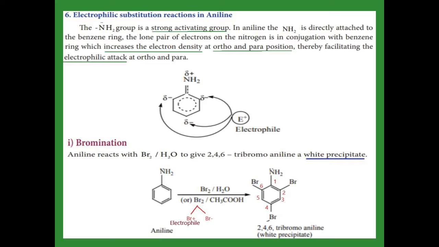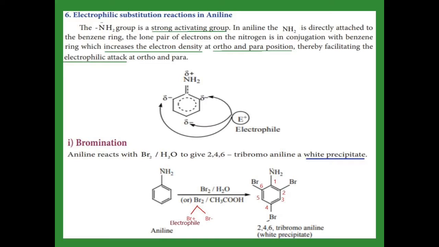Aniline. In aniline, the NH2 group, the nitrogen containing a lone pair of electrons, is conjugated with the benzene ring. It increases the electron density at the para and ortho positions. So the electrophilic attack on the compound will occur at the ortho and para positions.